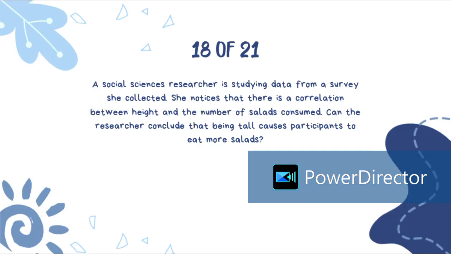Here's number 18. A social sciences researcher is studying data from a survey she collected. She notices that there is a correlation between height and the number of salads consumed. Can the researcher conclude that being tall causes participants to eat more salads? It has everything to do with correlation and causation. The title of that whole section gives you the answer to this question. You should know this. If it's not a scientific study, then blah.